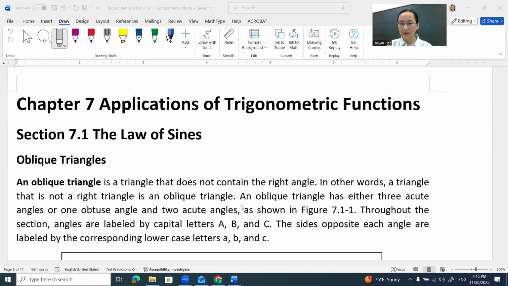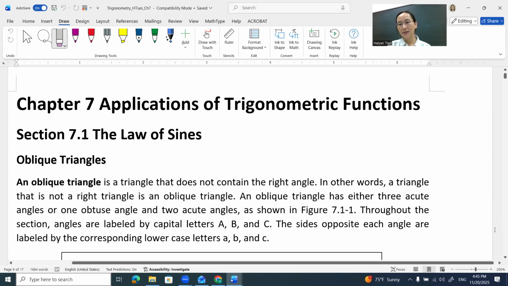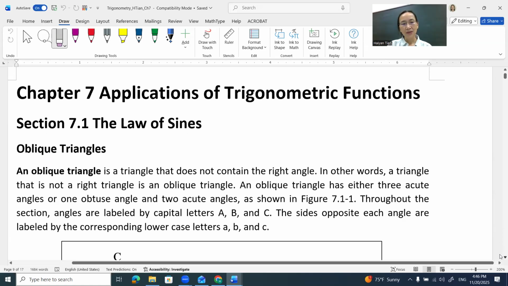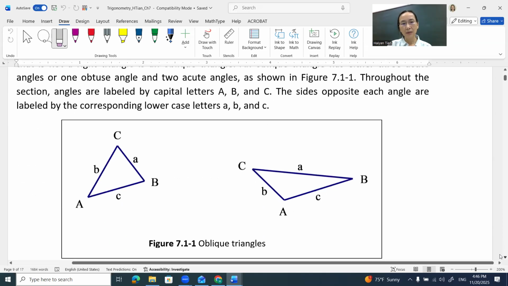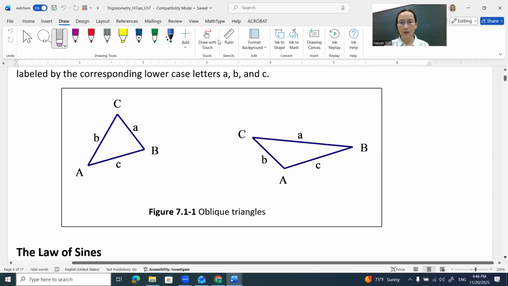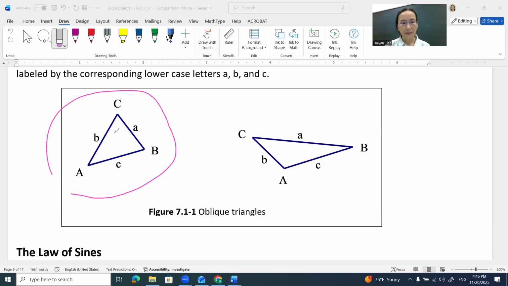There are two cases. An oblique triangle might be a triangle that has 3 acute angles, or a triangle that has 1 obtuse angle and 2 acute angles. So here, this is one case, right? We have 3 acute angles, but none of them is a right angle. So this is an oblique triangle.